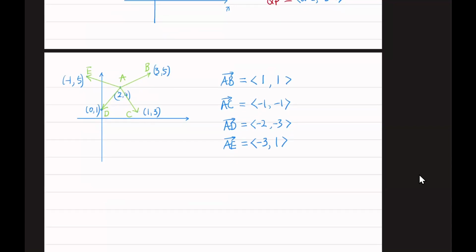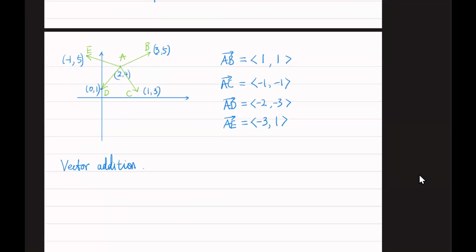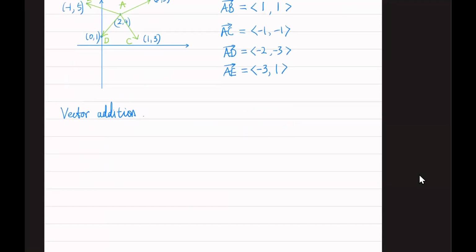Next, we will do vector addition. Okay, we have two vectors. We will use lowercase u and v. We want to define a new vector, u plus v.